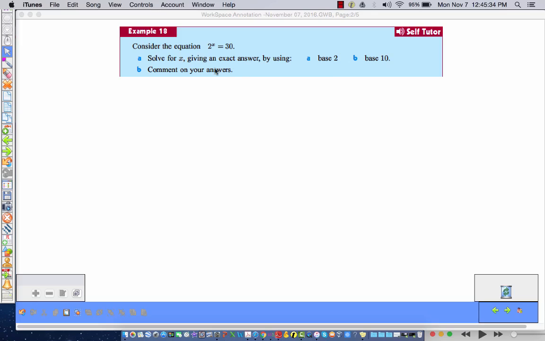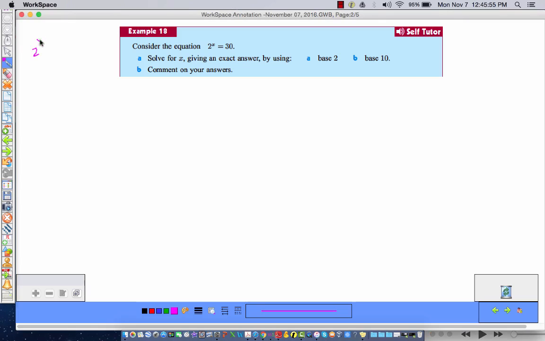Now, consider the equation 2 to the x equals 30, part A. Let's solve for x, giving an exact answer by using base 2, and also using base 10. So if you recall, before we had some exponential equations that were quite easy to solve. For example, if I had 2 to the x equals 8, I could write that as 2 to the x equals 2 cubed, and clearly x equals 3.